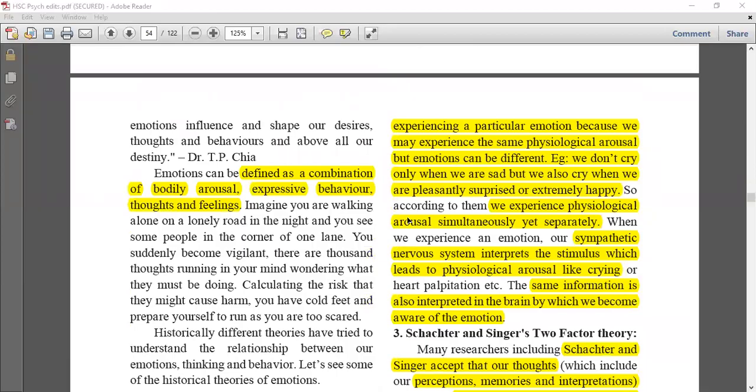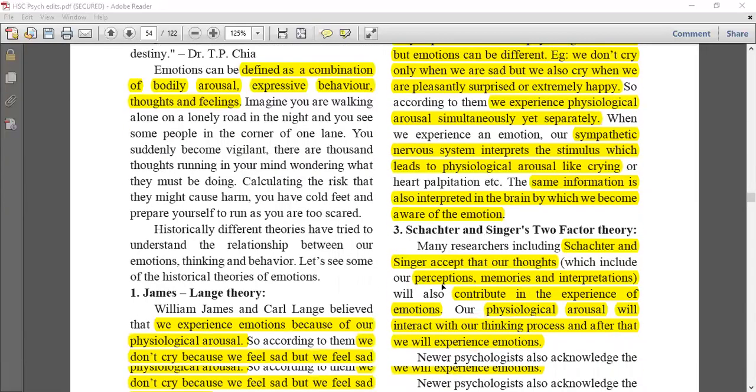In the same way, when you're extremely excited, your heartbeat might go fast, and if you're nervous, the same thing might happen. So they said that we experience physiological arousal and emotion simultaneously yet separately. They said that your sympathetic nervous system, like you have your parasympathetic and your sympathetic nervous system, which we'll speak about later, interprets the stimuli which leads to physiological arousal like crying, and this same information is also interpreted by the brain, by which we become aware of our emotions.